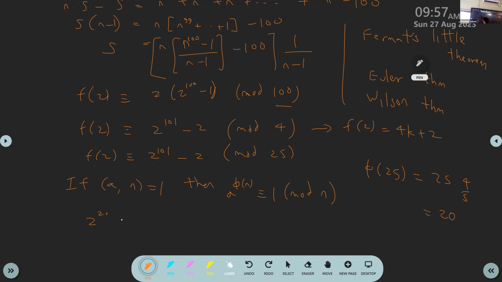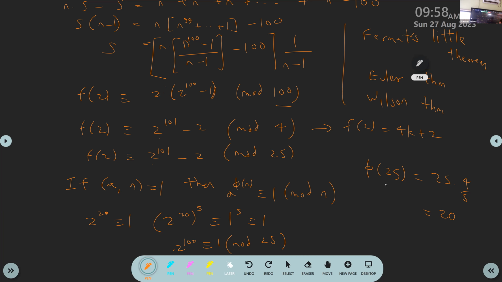So 2 raised to 20 will be congruent to 1. And so naturally, I can raise 2 raised to 20 to something. To reach close to 101, if I raise it to 5, right? So 2 raised to 20 raised to 5 will also be congruent to 1 raised to 5, which is 1. And so therefore 2 raised to 100 is congruent to 1 modulo 25. And then from here, it's just a slight adjustment to reach this term. Like I need to double and subtract 2, right? So I get 0.